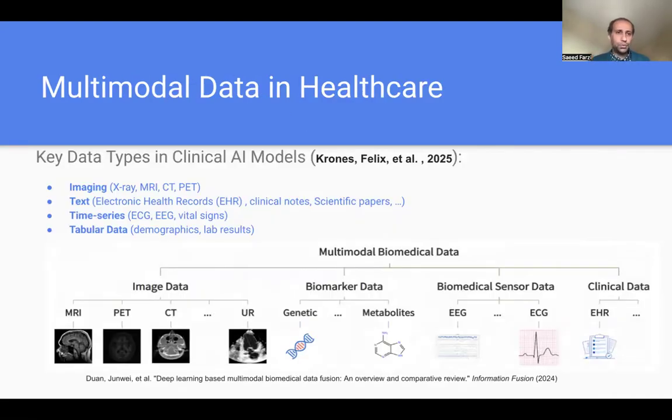We are close to talking about the data type. Of course, different papers, different scientists came up with a different taxonomy. You can, for example, see here this information extracted from this paper, which is published in 2025. It categorizes the data in healthcare into four categories.